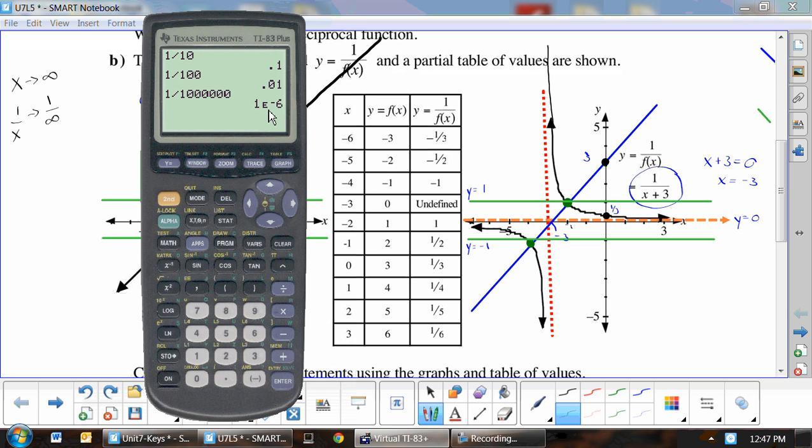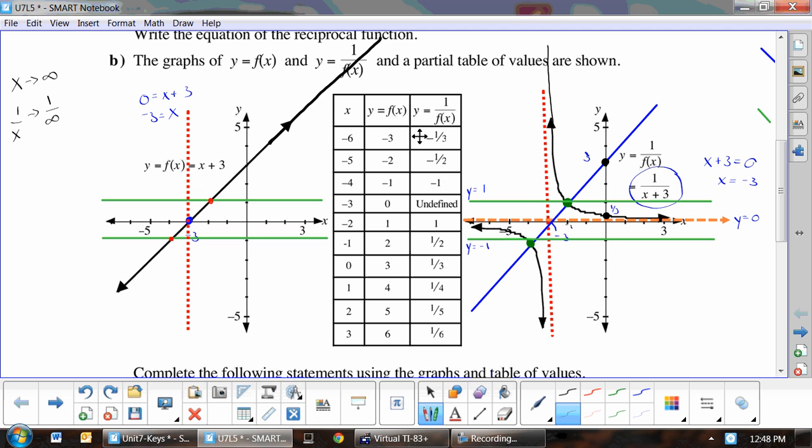So that means 1 times 10 to the negative 6. So it's like 0.000001. As our x here gets bigger and bigger, our reciprocal gets smaller and smaller. So for all of these points here, where x is getting bigger and bigger, our reciprocal is getting smaller and smaller. So it's getting closer and closer to 0. But we have an asymptote at 0, so we know it never actually touches 0.